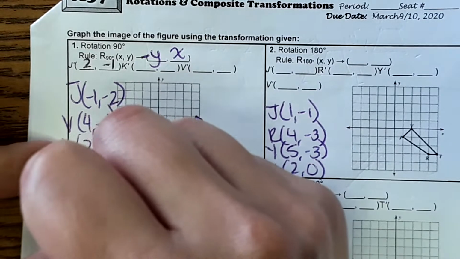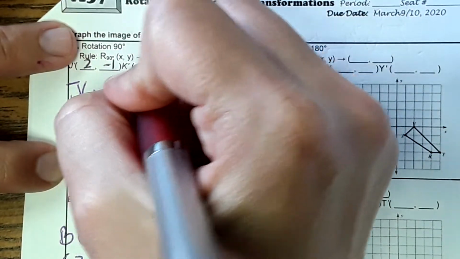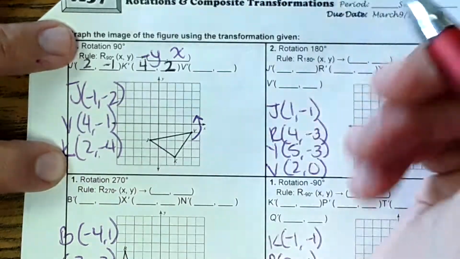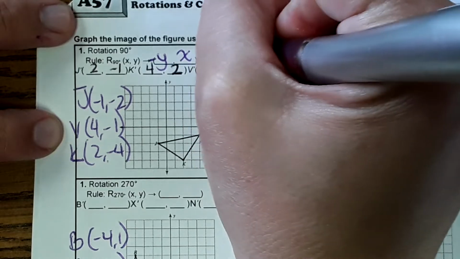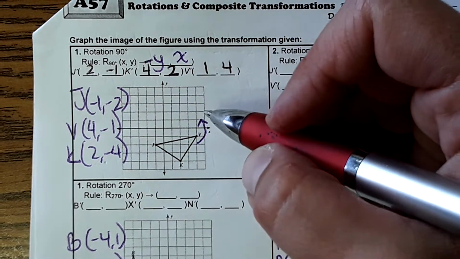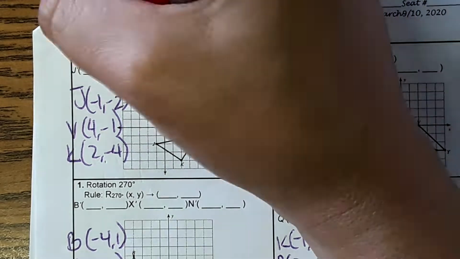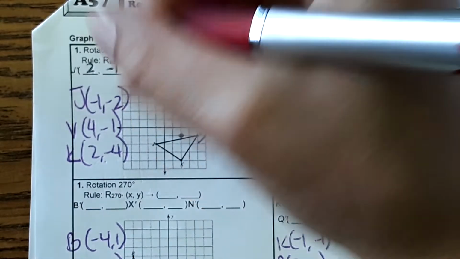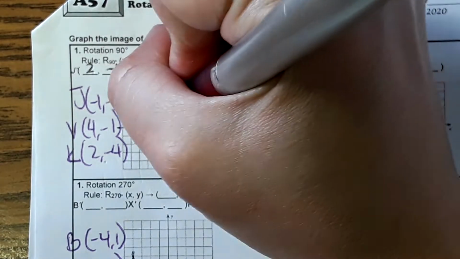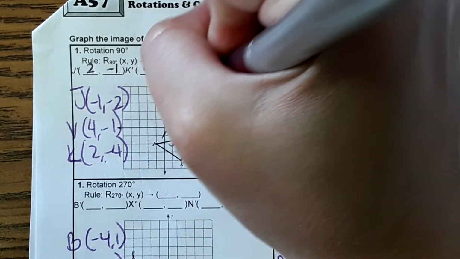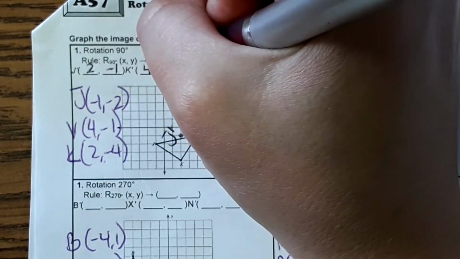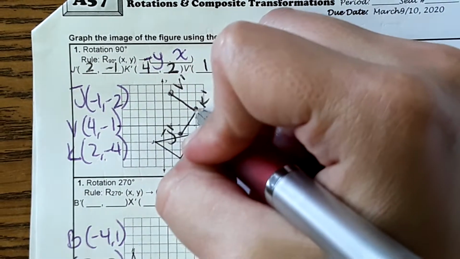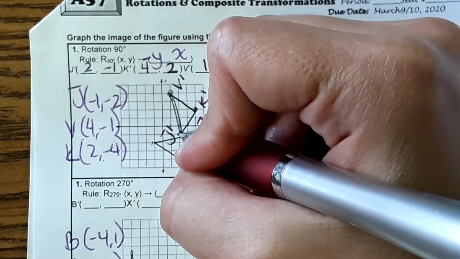And then K here, just like that. And then V, and we get these numbers. Then once you transform your points, just graph the shape. So this is J prime, K prime, and B prime. And then here's your new shape after the rotation.